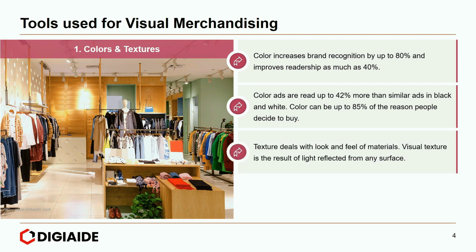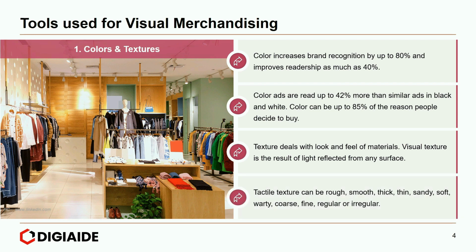Texture deals with the look and feel of materials. Visual texture is a result of light reflected from any surface. Tactile texture can be rough, smooth, thick, thin, sandy, soft, warty, coarse, fine, regular or irregular. The combination of visual and tactile texture provides a definite interpretation of all items and materials encountered.